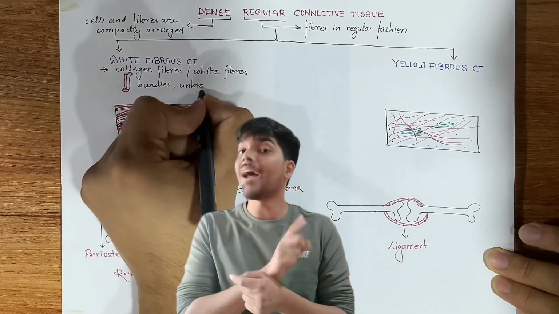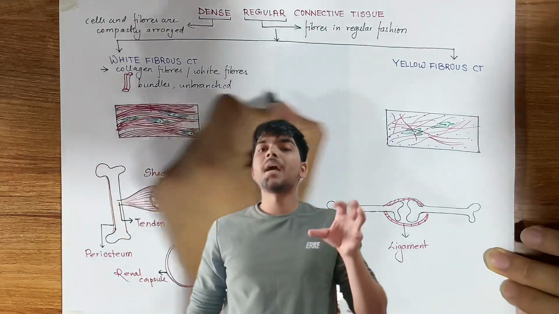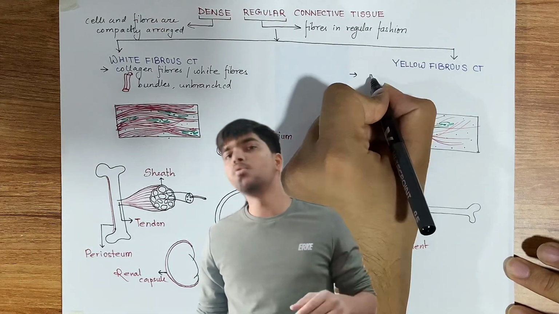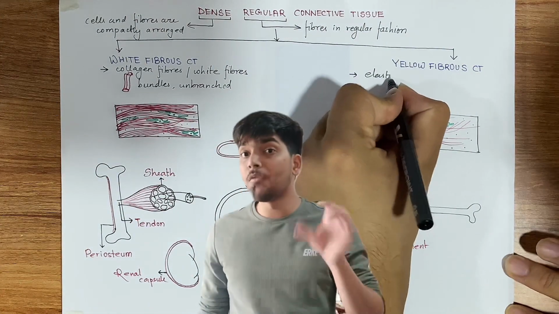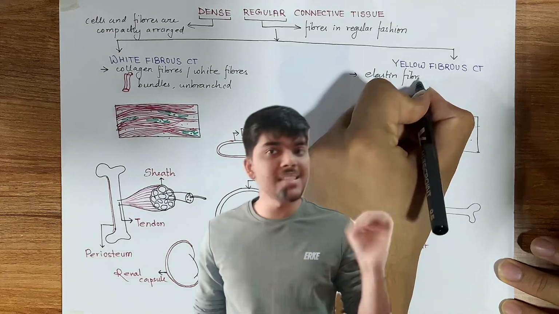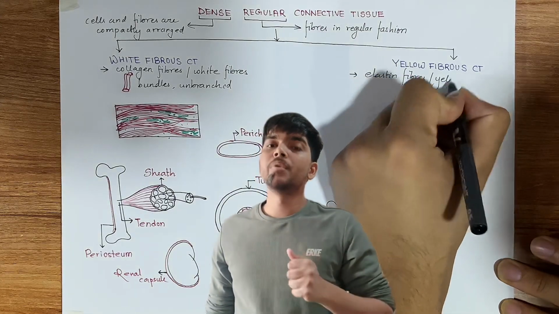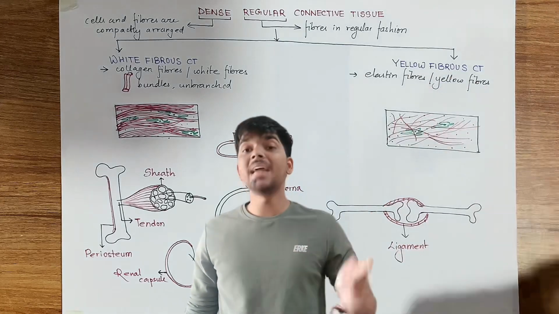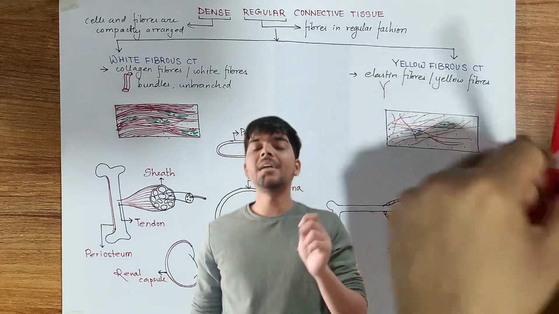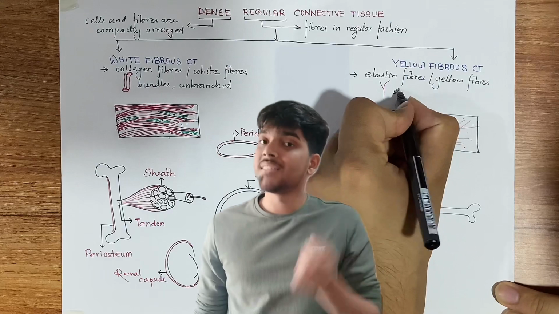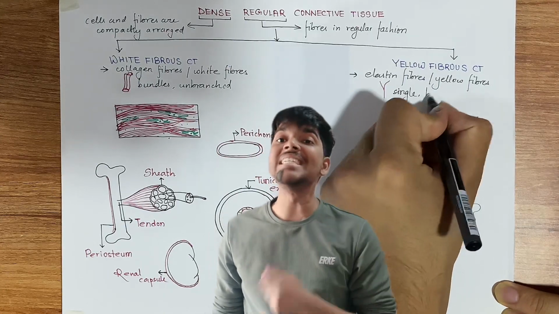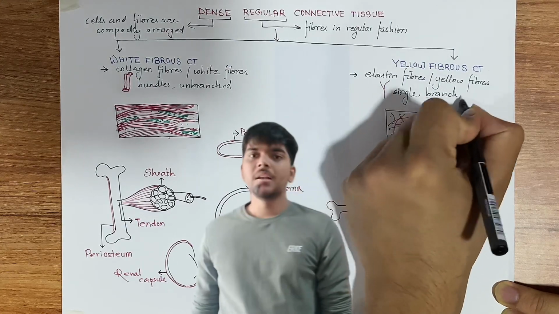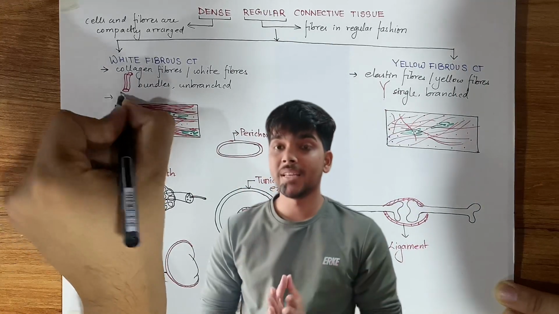In case of yellow fiber, however, the fibroblasts secrete a large quantity of yellow fibers, also known as elastin fibers due to the presence of protein elastin. And they are found singly and they are highly branched. And since they contain protein elastin, they provide elasticity. Let's look at the diagram of both these connective tissues.